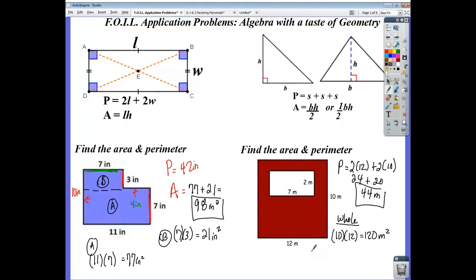Okay, the non-shaded part is 7 times 2, which is 14 meters squared. So if I take the whole and I take out the non-shaded part, the shaded is equal to 120 minus 14, which gives me 106 meters squared. So that is the area of the shaded region. It is the whole minus, I took this out, minus that.